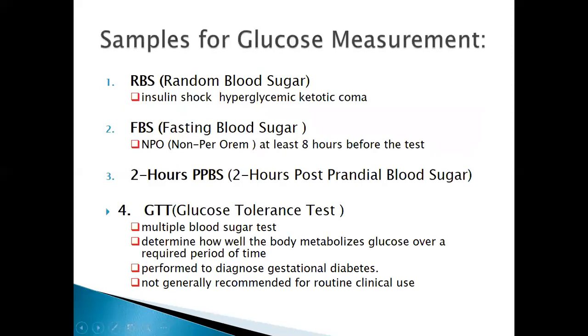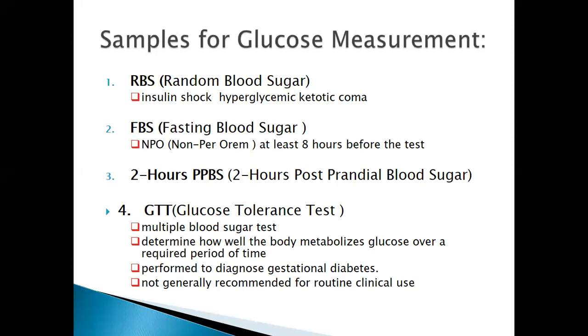Now, samples for glucose measurements are as follows. So we have what we call random blood sugar, which means we take the glucose at any time. Random blood sugar is usually taken using capillary blood samples. Then we also have fasting blood sugar, wherein we let the patient fast for 6 to 8 hours before we collect the specimen.